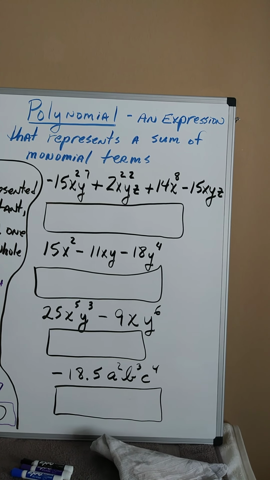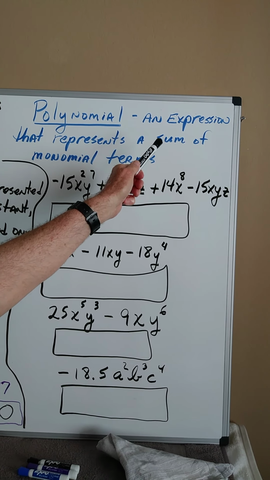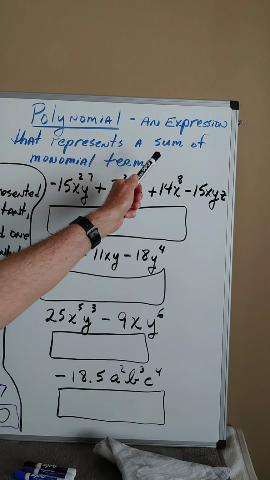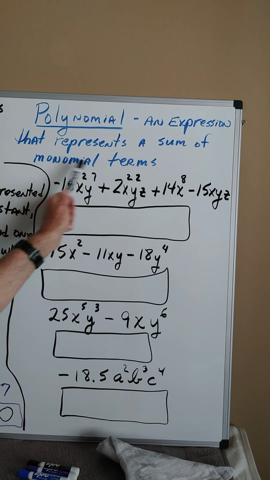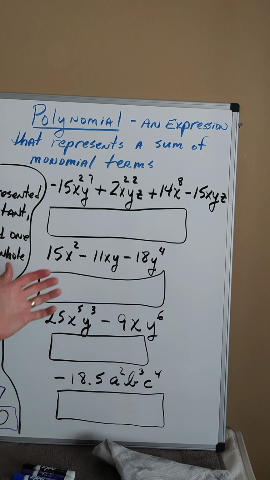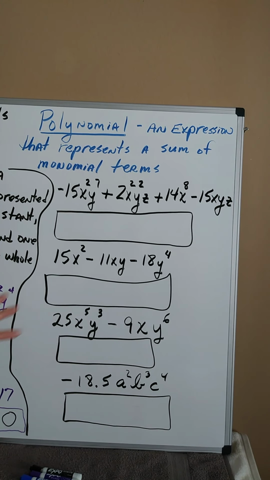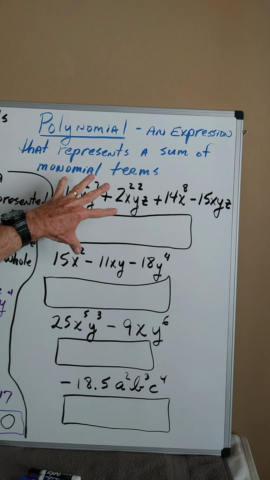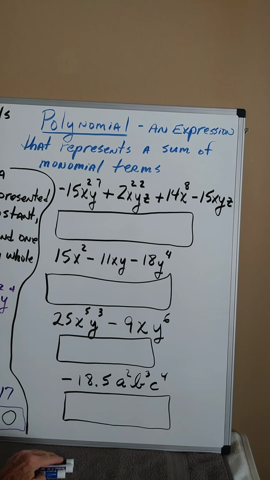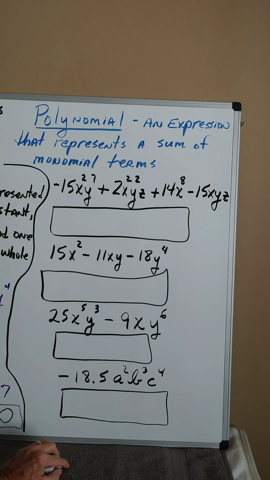Let's give you a definition of a polynomial. A polynomial is an expression. It is not an equation. It's an expression that represents a sum of monomial terms. Doesn't matter how many monomial terms. Now, right below that definition, I have written down 4 different examples of polynomials. All 4 of them are polynomials.